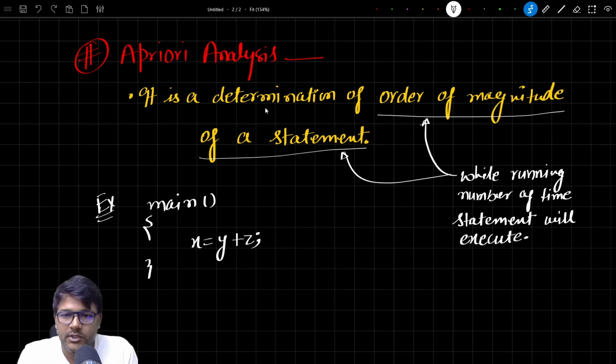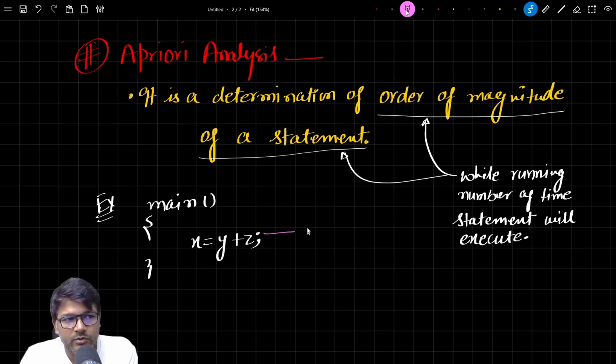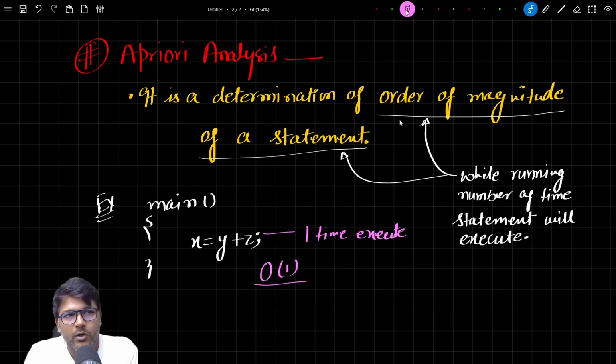जब हम लोग किसी सॉल्यूशन को, किसी एल्गो को रन कर रहे होंगे सिस्टम पे, तो कितने नंबर ऑफ टाइम्स स्टेटमेंट एग्जीक्यूट होगा, that we need to find. So first example, if you see, the simplest one is going to be main x equal to y plus g. It is going to execute one time. So we can say order of 1. Order of magnitude of a statement is 1.